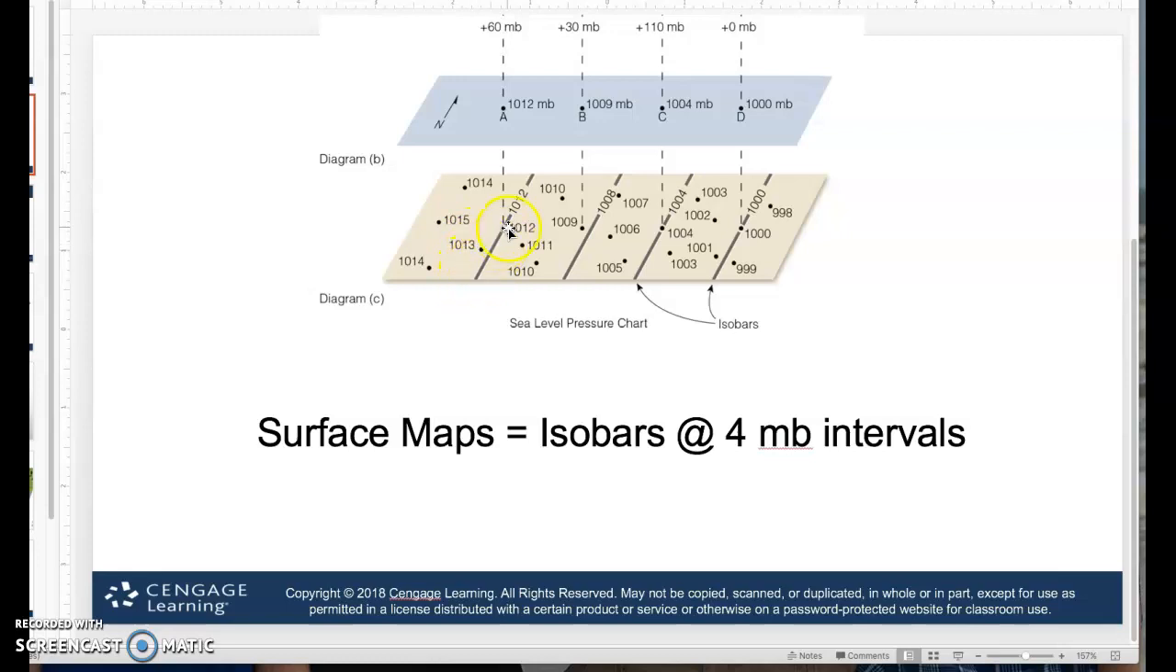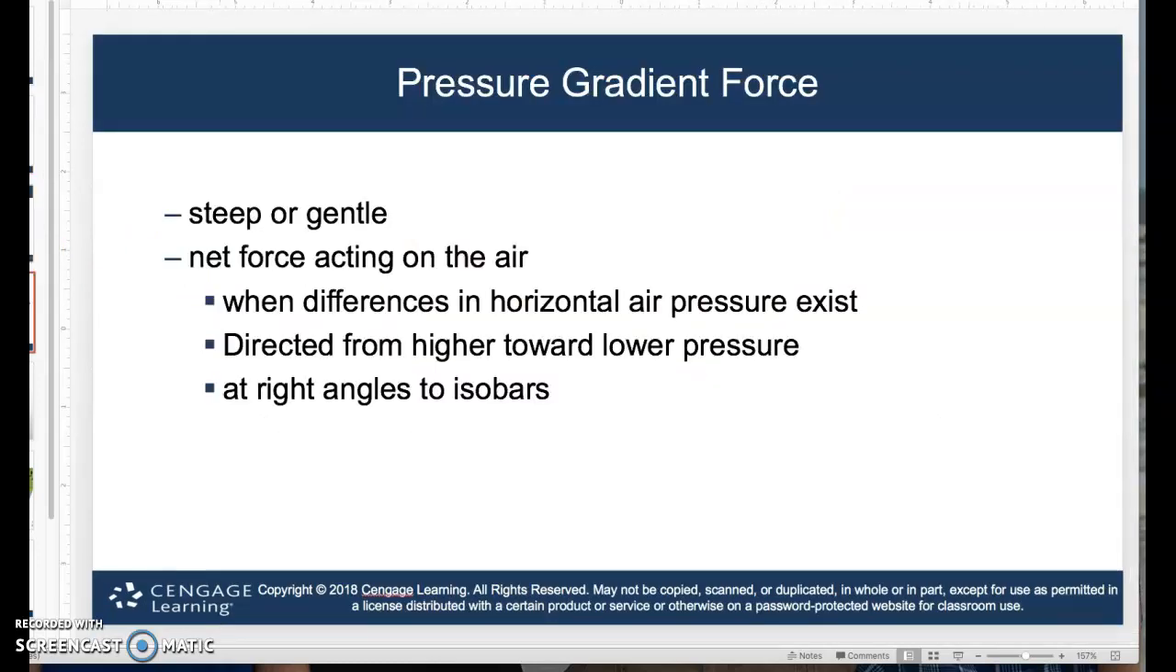There's an isobar here at 1012. You see everything to the left is greater than 1012. We see another isobar here of 1008, 1004, 1000. And these surface maps will show isobars at every 4 millibar intervals. The pressure gradient force will always go from high pressure to low pressure.